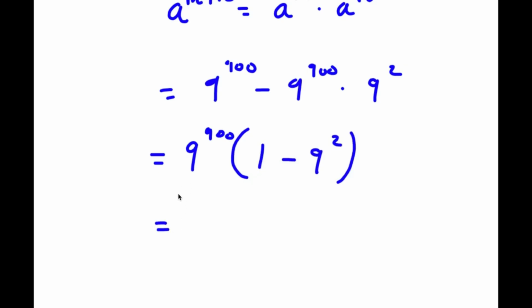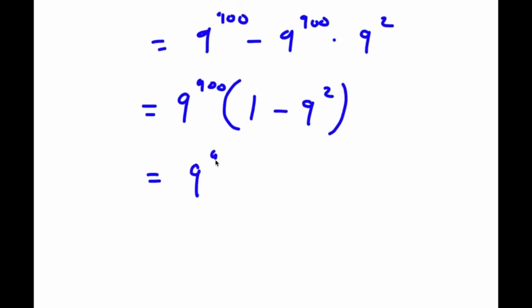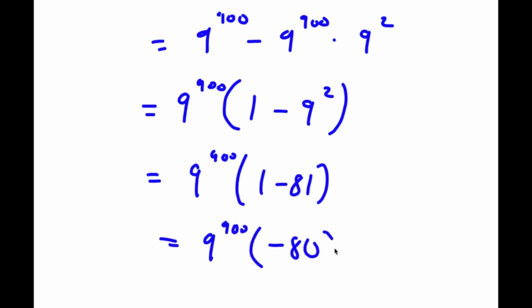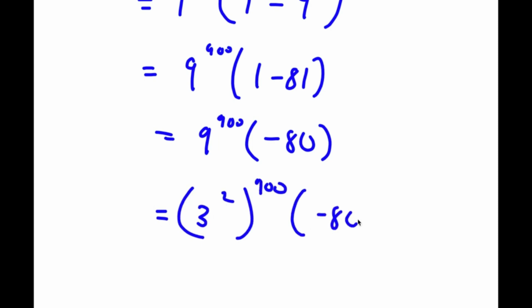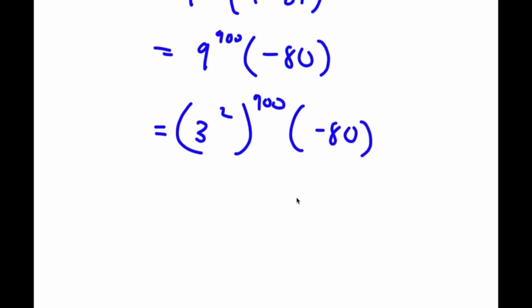Now 9 to the power of 2 is simply equal to 81. So now I have 9 to the power of 900 times 1 minus 81. And 1 minus 81 is equal to negative 80. So I have 9 to the power of 900 times negative 80. Now 9 is the same thing as 3 to the power of 2. So now I have 3 to the power of 2 to the power of 900 times negative 80. And this is the same thing as 3 to the power of 1800 times negative 80.